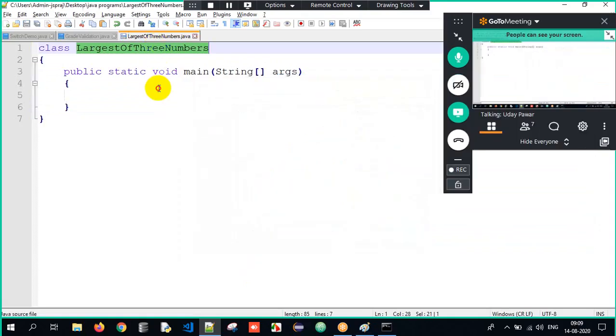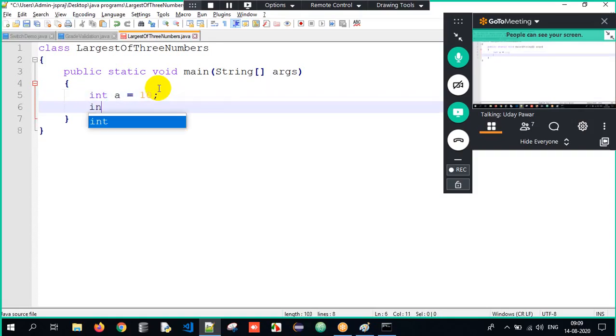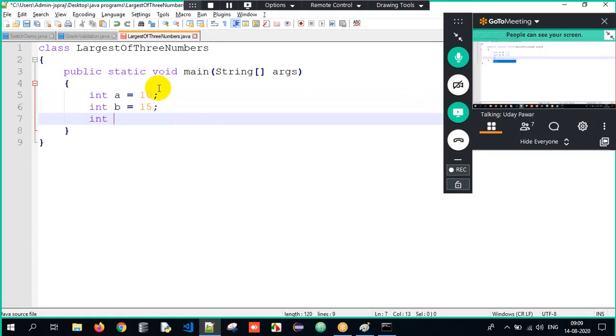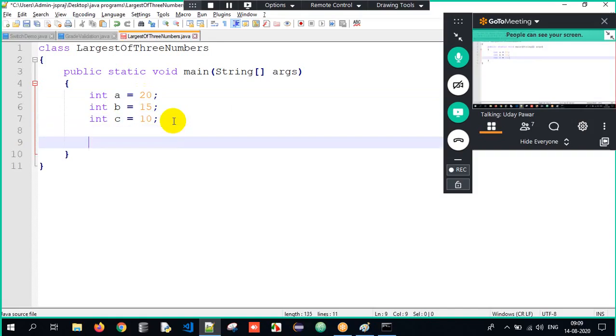Yes, I'm done. Now here we have three variables. int a equals 10, int b equals 15, and int c equals 10. Okay, we'll take this as 20 here. Now, we'll take this way. I'm doing it in a hierarchy way, the high level way.